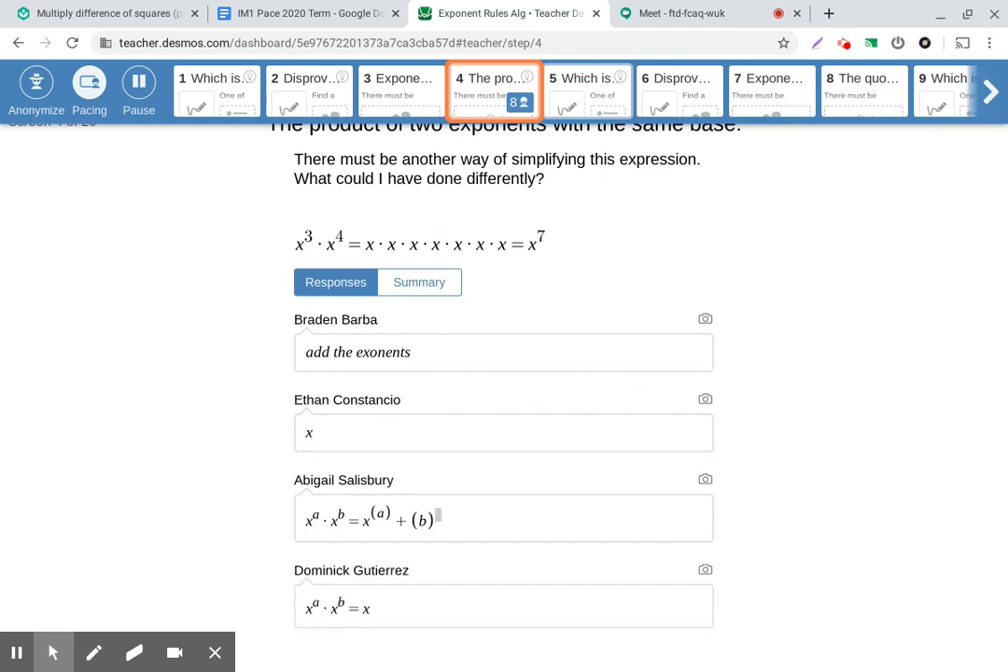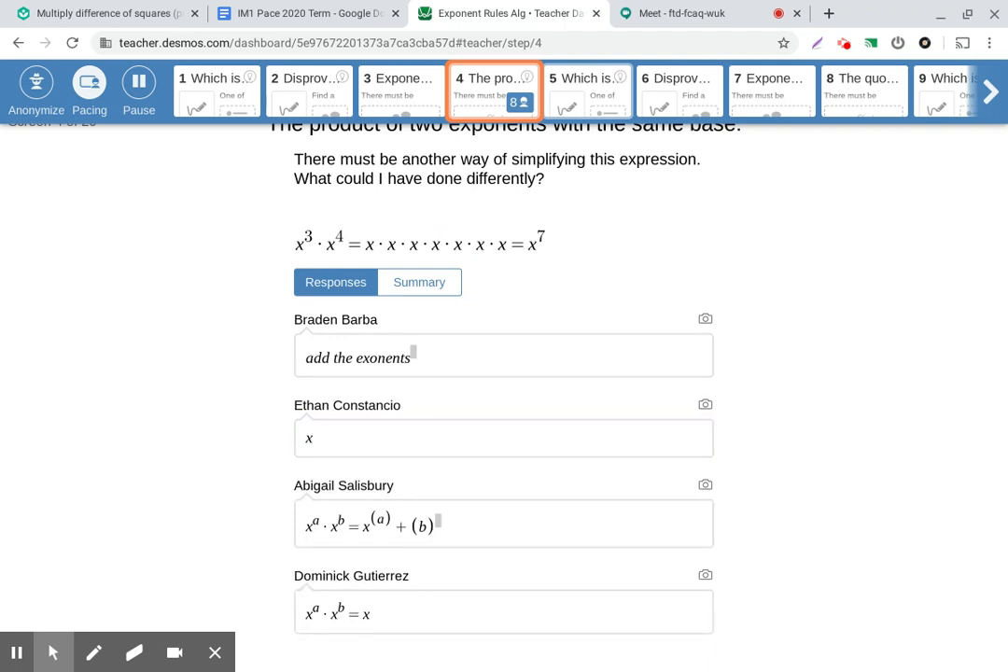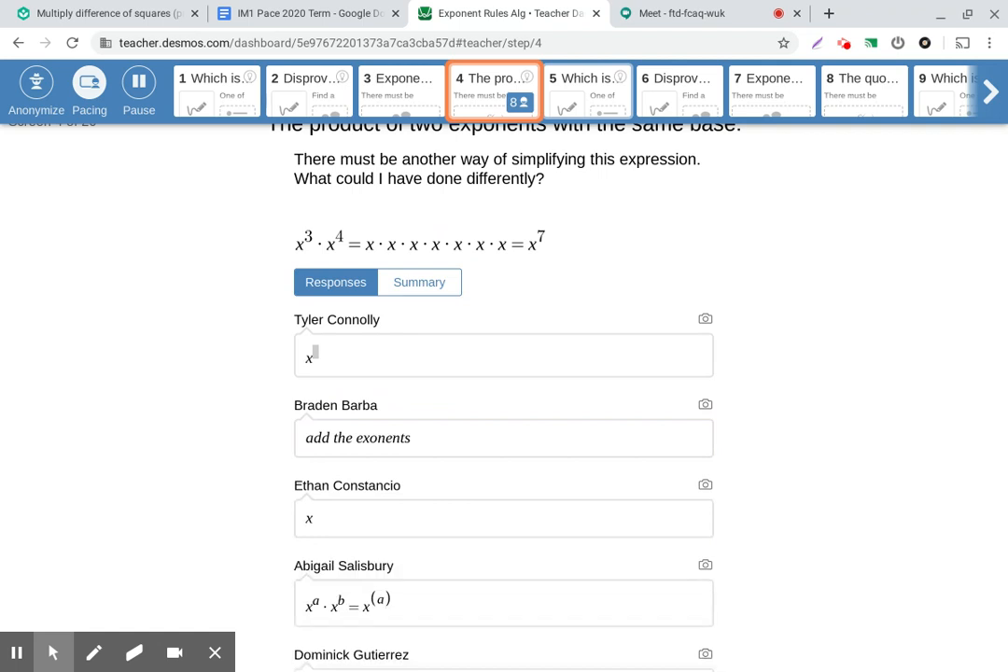Can you guys add that in English? The base has to be the same number. It can't be a different number, because then you're not multiplying the same number over and over, right? It's got to be the same number.